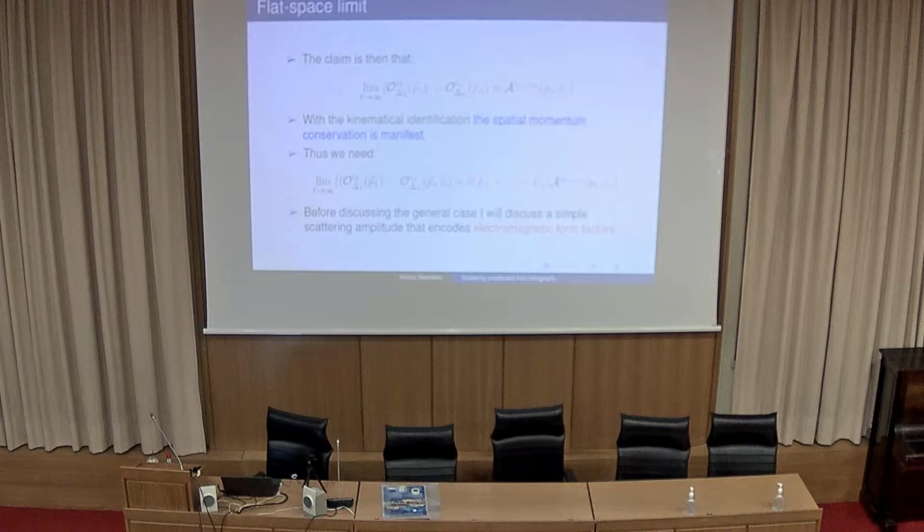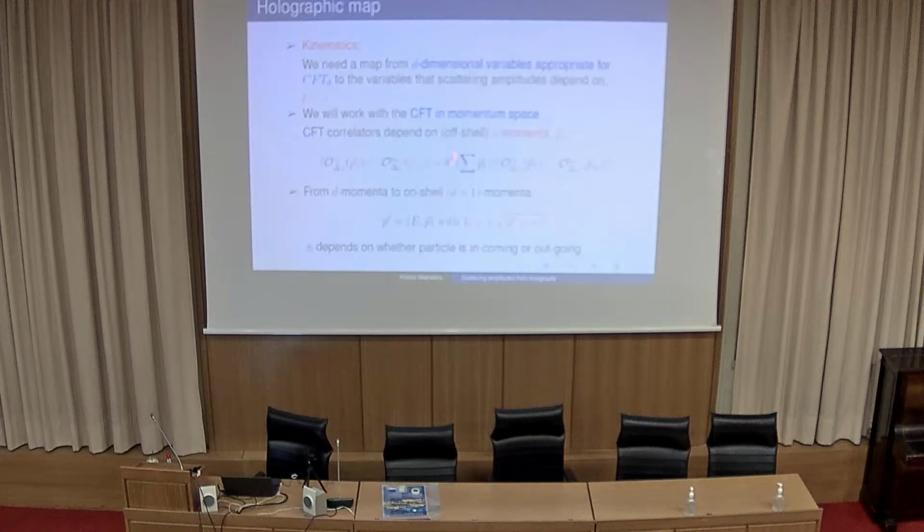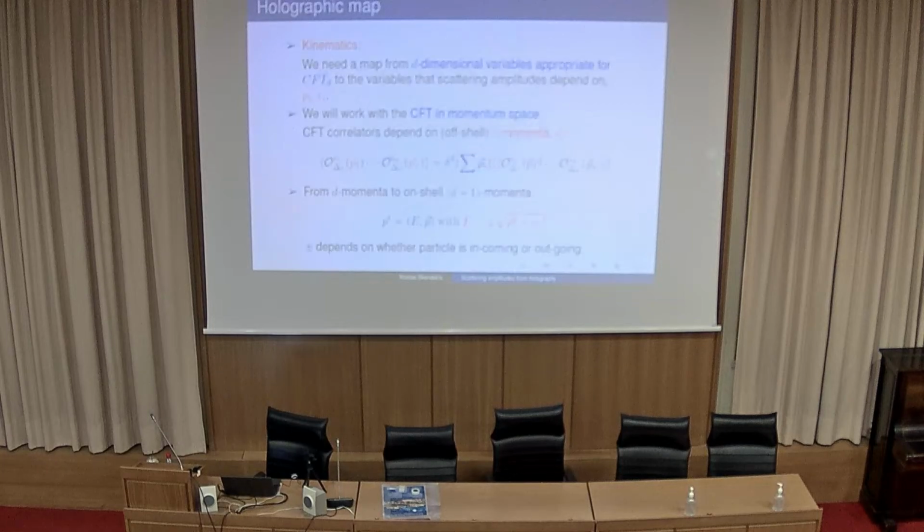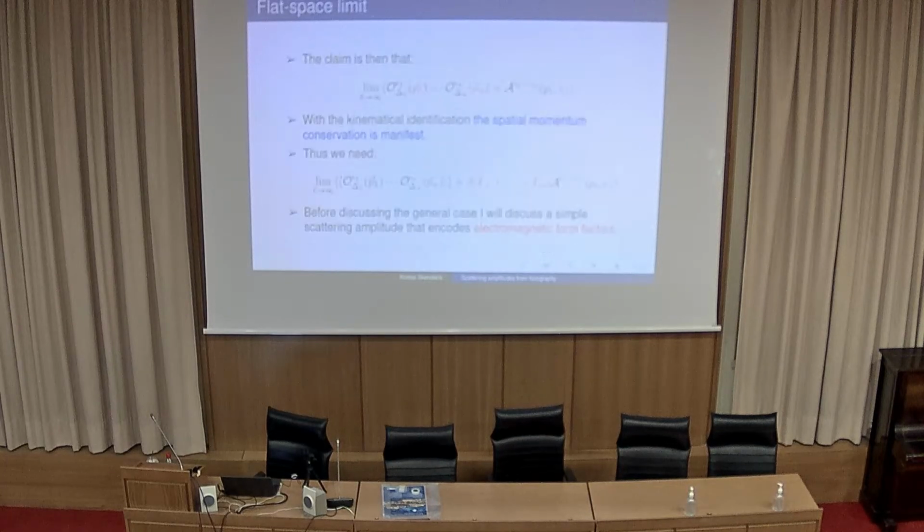So with this kinematical identification, part of this delta function is trivial, namely the spatial momenta, because it's already here. So the non-trivial part is to show that this energy-preserving delta function emerges in the limit. And it does. I will come back to that in a few slides. So instead of telling you the general case, which I will just flash at the very end, I'm going to now discuss this in a simpler setup, that of electromagnetic form factors.